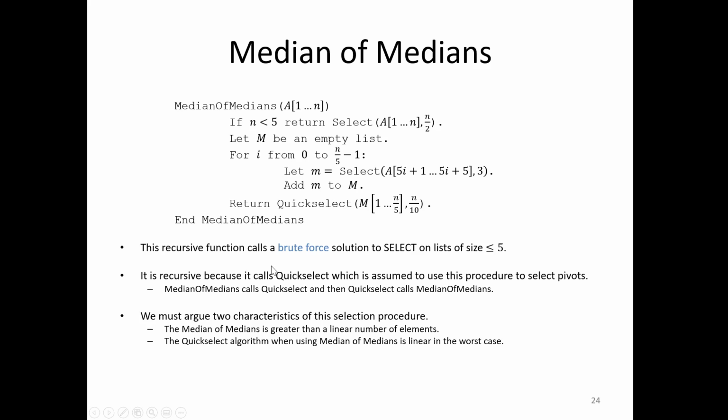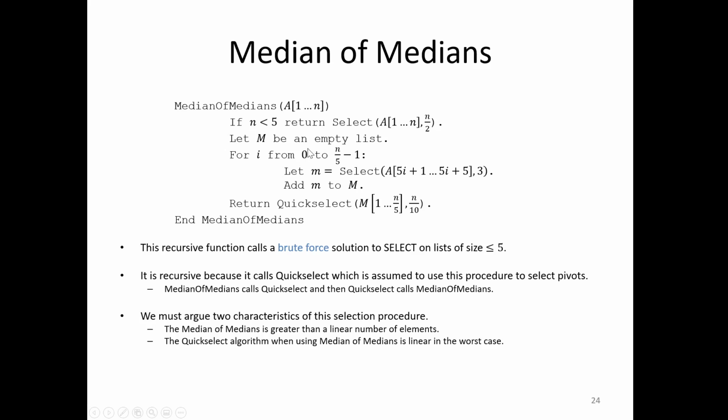Now how this algorithm actually works is, well, we have a first early termination call. If the list is small enough, we just brute force it. If it's not small enough, meaning it's at least the size of 5, then we're going to carry out this next sequence of steps. Starting with an empty list M, we're going to fill this list in one at a time by selecting medians of the larger list that we're looking at. But we're going to look at the larger list in chunks of size 5.